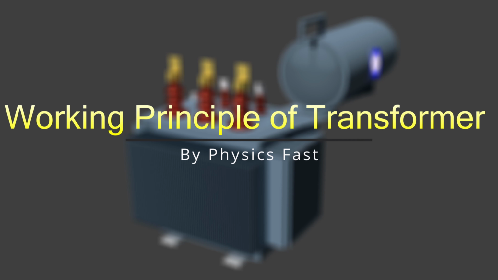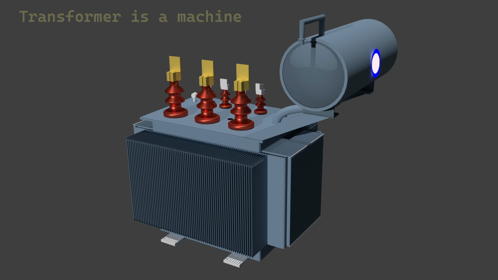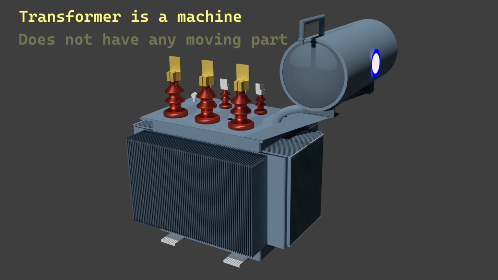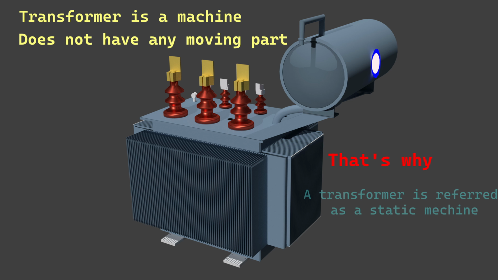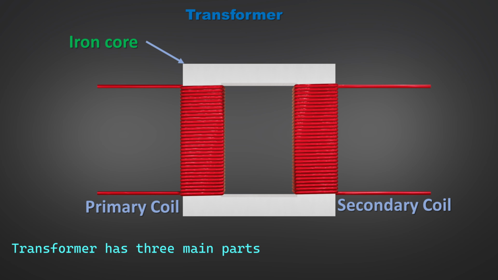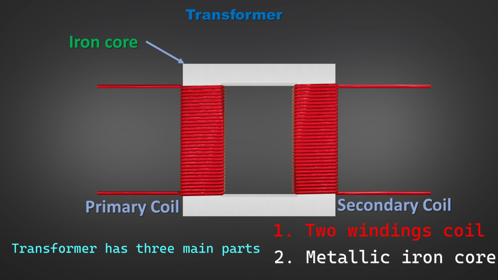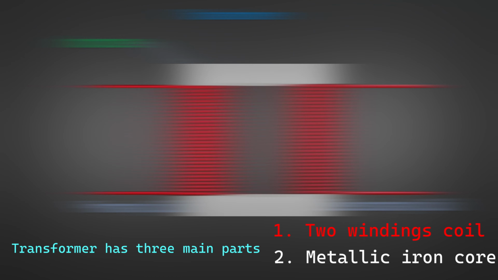The working principle of transformer. Actually, a transformer is a machine, but it does not have any moving part. That is why a transformer is referred to as a static machine. A transformer has three main parts: two windings and a metallic core on which the windings are wound.